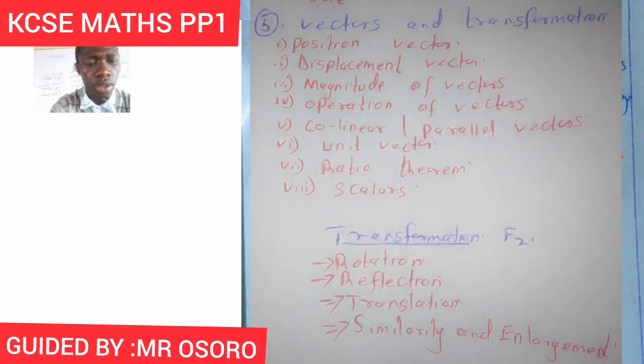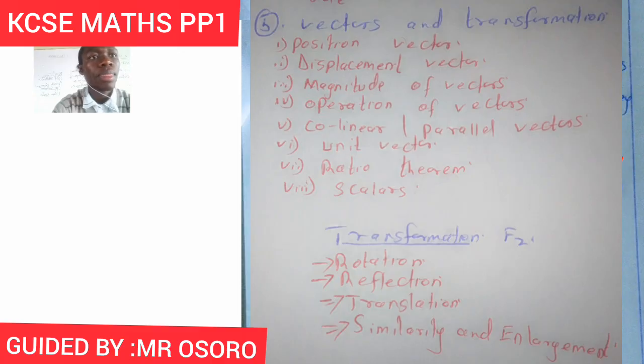You need to know collinear, stroke parallel vectors. You need to know unit vectors. You need to know the ratio theorem. You need to know the scalars. Form 2 and Form 3 work. We have vector 1 in Form 2 and we have vector 2 in Form 3. So that is what you are supposed to know as far as vectors is concerned.